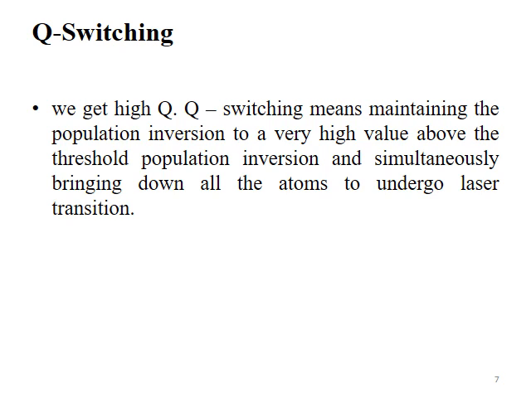Q switching. If the energy stored in the dominant mode is very large, we get high Q. Q switching means maintaining the population inversion at a very high value above the threshold population inversion and then simultaneously bringing down all the atoms that undergo laser transition. This will lead to a giant pulse with very high power. The energy of the pulse is E equal to hν times (N_i minus N_f) times V.